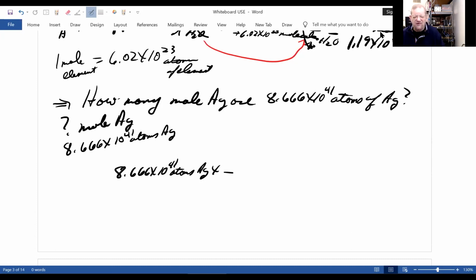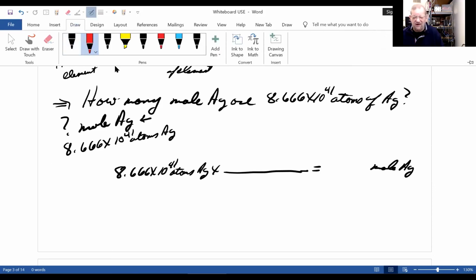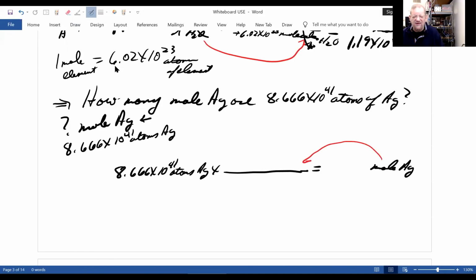If I had a magic ratio to use to convert from this, what units do I want my answer in? Well, I took the time to figure that out, and I want moles of silver. Now I'm going to use my good buddy, my good friend, unit analysis. Whatever I'm trying to get to goes on top of this ratio, unit-wise. Whatever I'm trying to get rid of, I don't want atoms in my final answer, goes underneath the ratio.